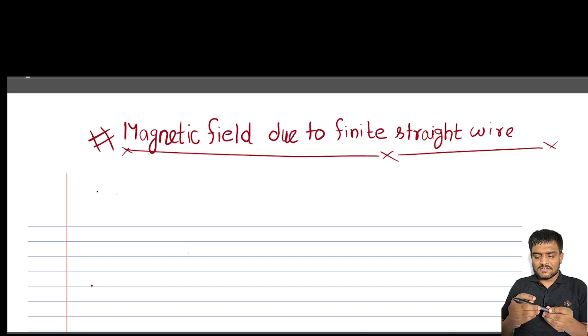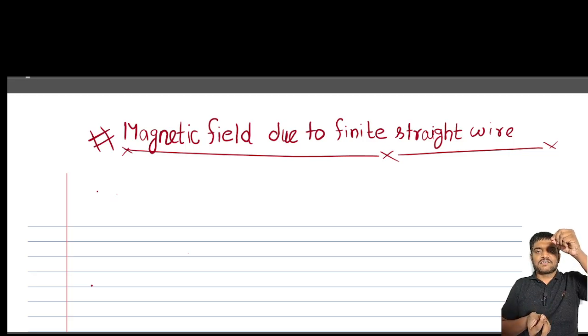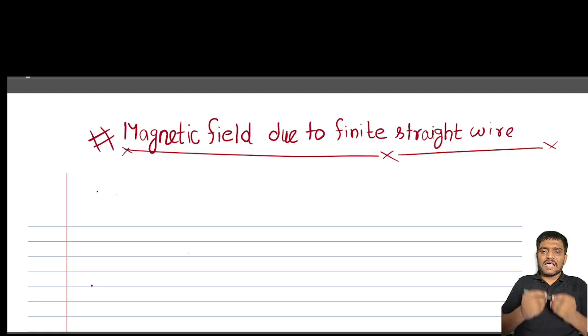Today I will discuss the magnetic field due to a finite straight wire. We have a finite straight wire having some specific length. Due to this wire, we will calculate the magnetic field at some distance, like this.